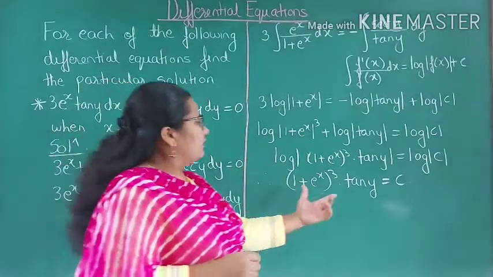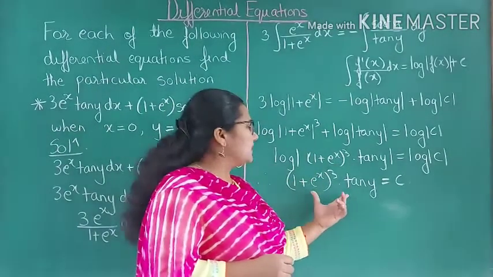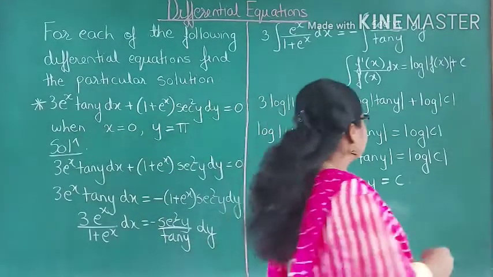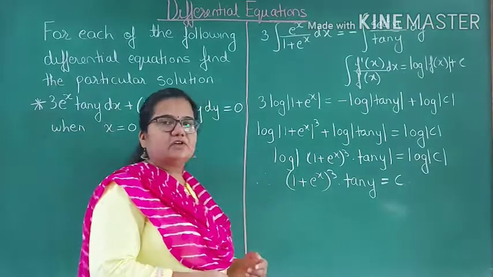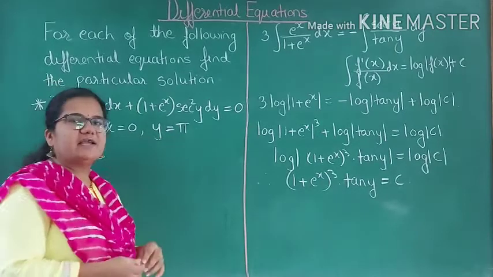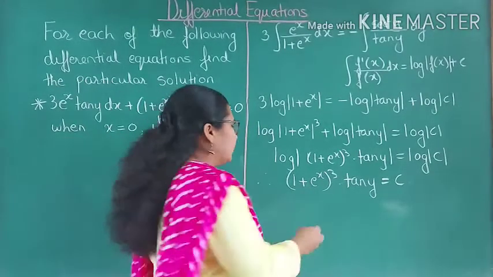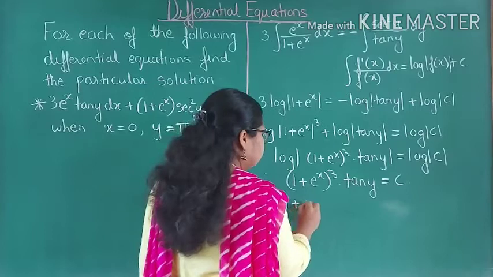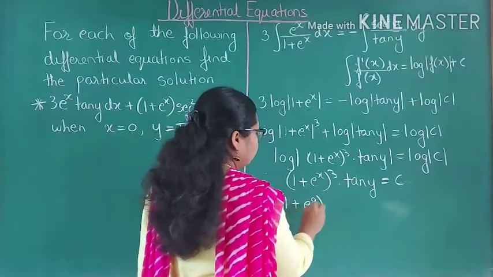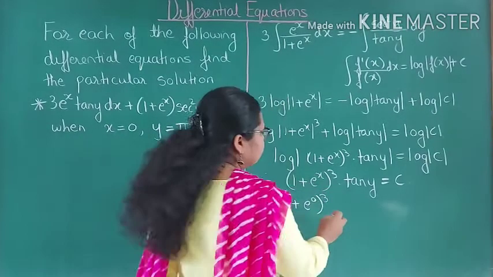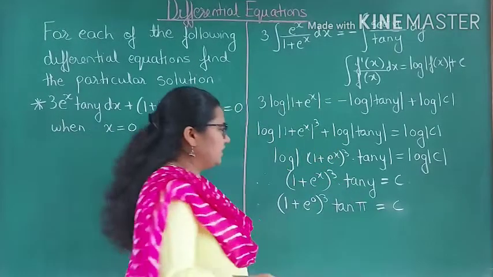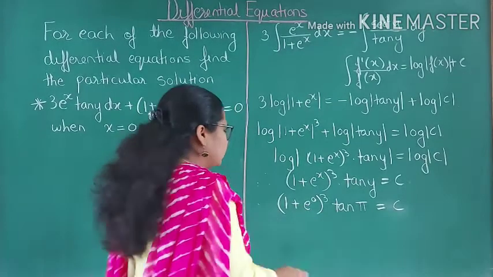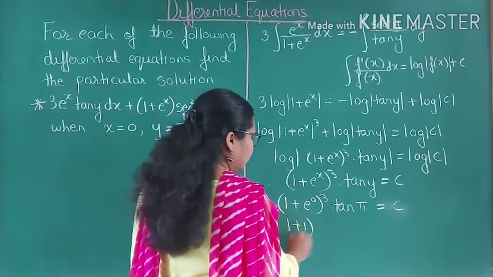So till here we have seen how to solve the examples and find the general solution. But this is called the general solution because c is present in your equation. Yes. Now we will find the particular solution at x equal to 0 and y equal to pi. So we will substitute the values here. Therefore (1 plus e raised to 0) to the power 3 into tan of pi is equal to c. So anything raised to 0 is 1. So this will become (1 plus 1) to the power 3.